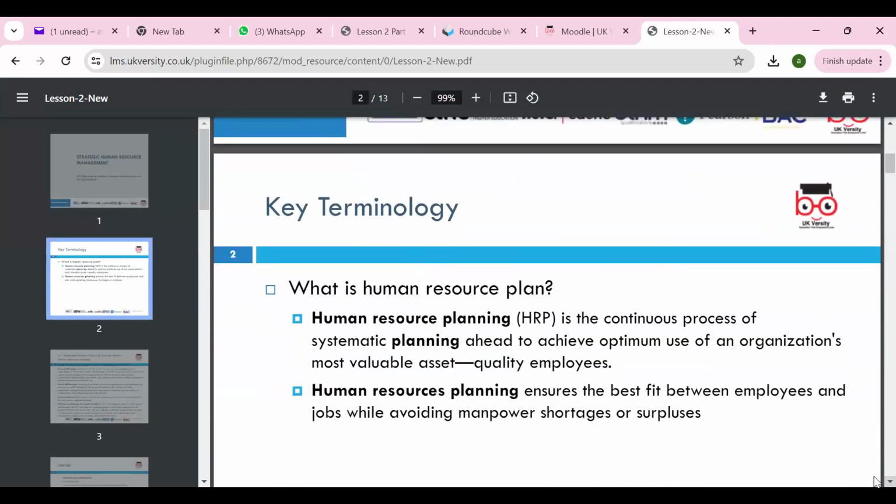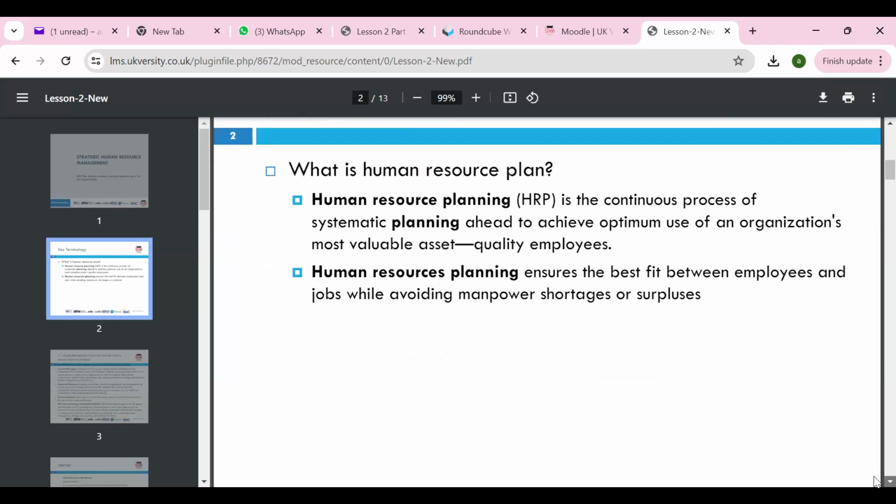Human resource planning is the continuous process of systematic planning ahead to achieve the optimal use of the organization's most valuable asset, quality impact. So a human resource plan means where you are, where you would like to go, why you want to go there, what you want to achieve, what the purpose of it is. That's really crucial. Human resource planning ensures the best fit between the employee and the job, while avoiding manpower shortage and surplus.